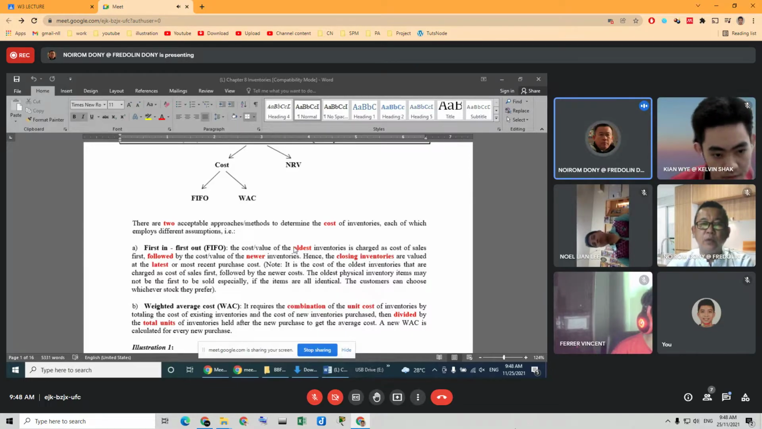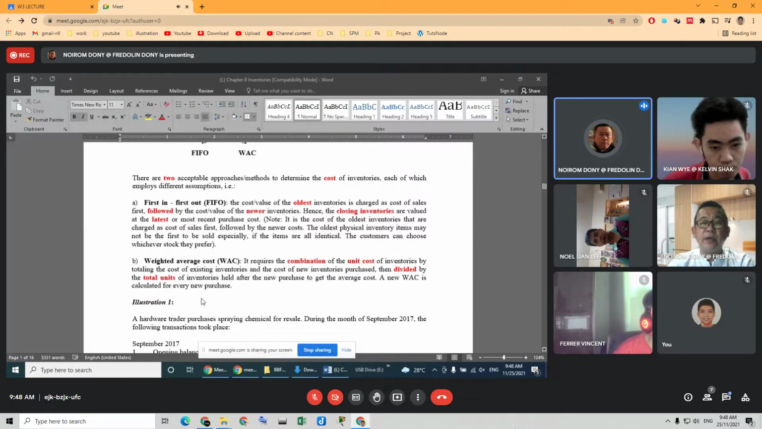We use the oldest inventory and charge it as cost of sales. The closing inventory is valued at the latest, the most recent purchase cost. Now, what about weighted average?